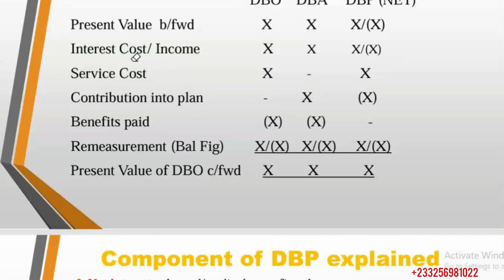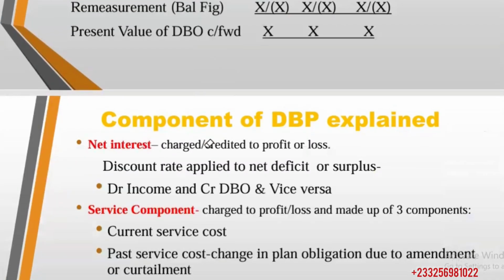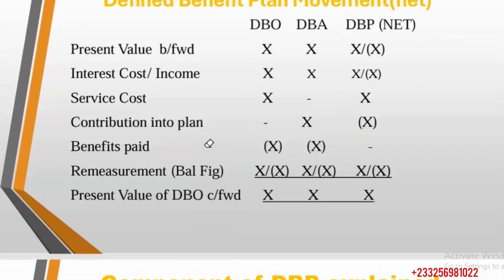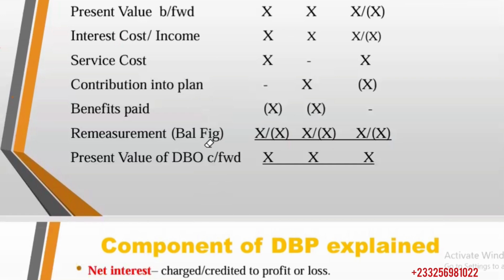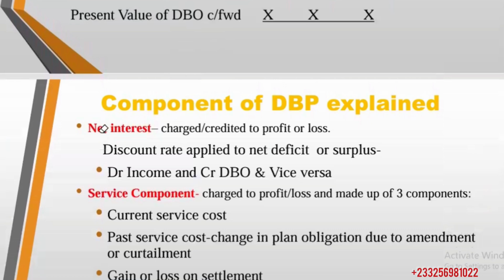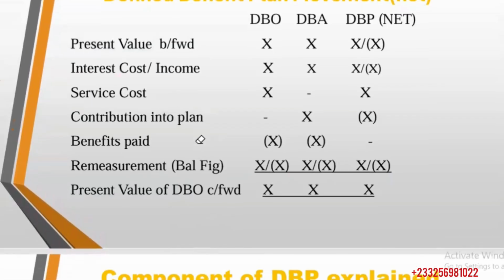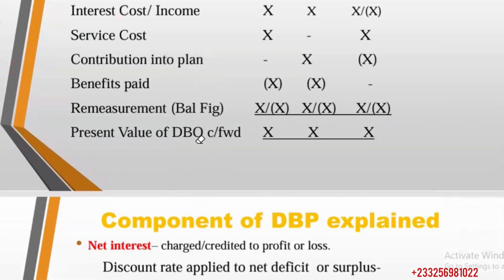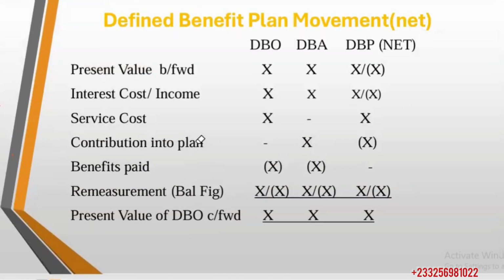Okay, now let's continue. Let's look at the components of the defined benefit plan. These components are the opening balance, the interest income or interest expense, the service cost, and contribution to the plan. Those are the components. So let's look at it. The first one is net interest. The net interest, we said, will be the interest income against the interest cost, putting the two together and finding the net. That's it.